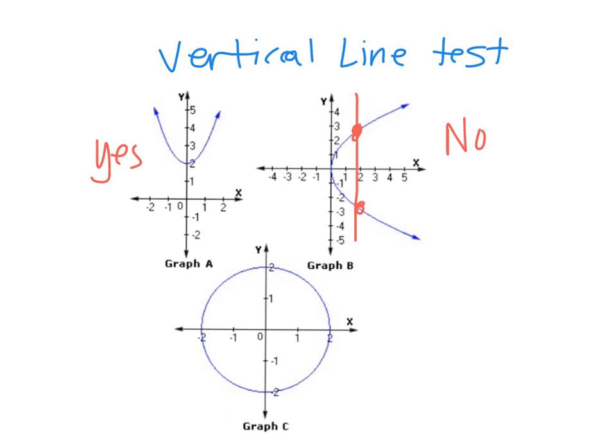And then same on graph C. If I draw a vertical line, it hits the graph twice and it fails the vertical line test, so it's not a function.